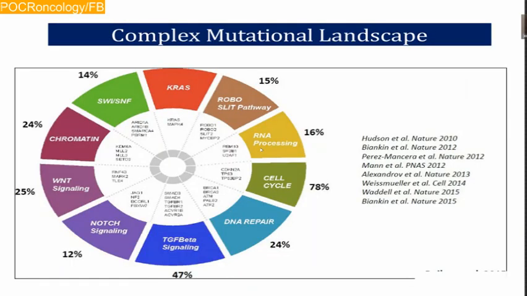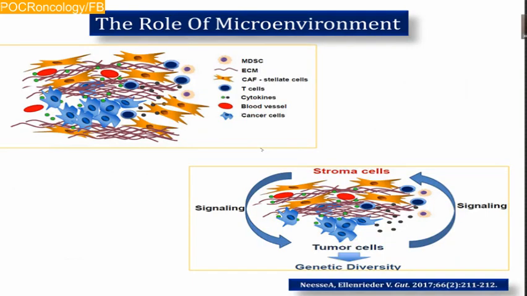So as we say, there is a large mutation landscape, and it's very complex, ranging from DNA repair to KRAS to chromatin. And this is very important to us because they try a lot of medications working against these genes and mutations. And unfortunately, we'll know the answer later on.